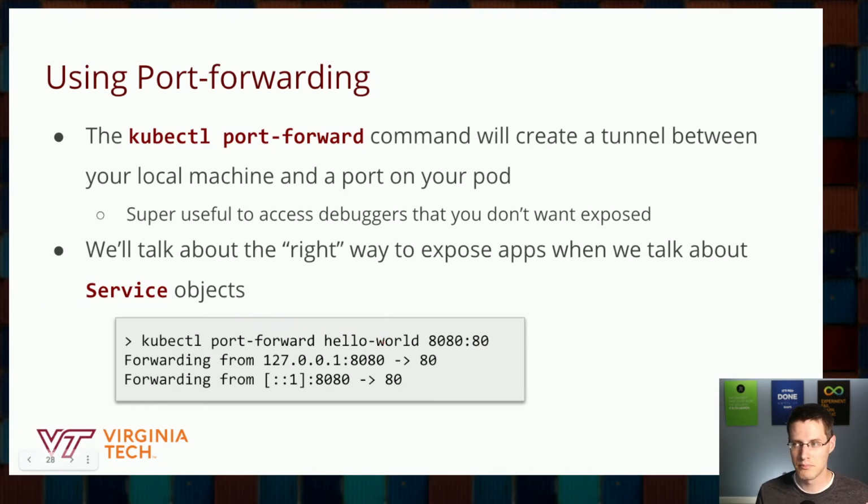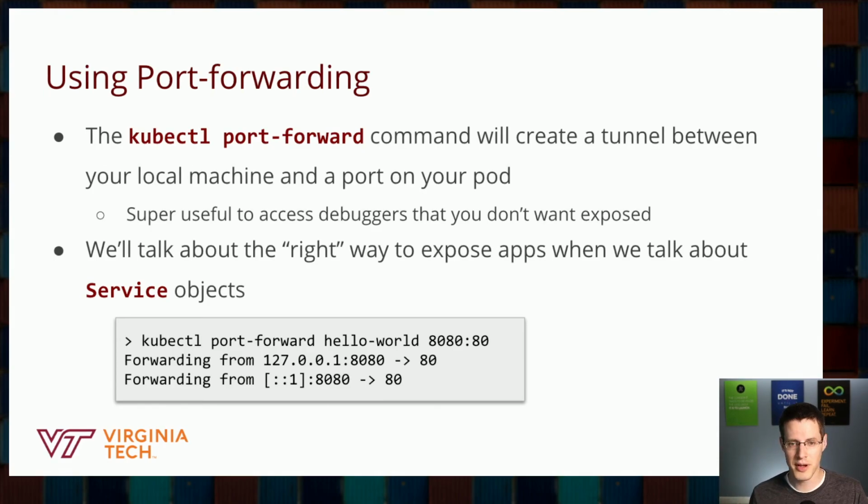And so this allows me to access websites or databases or whatever it is that's behind that port. And it's super useful for debugging applications. For example, I may be running a Java app and I have a Java debugger that's in the container, but I don't want to expose it to the world. I can use port forwarding to access it in a secured way. And as another note too, we'll talk about the right way to expose applications using services next week. But until then, because services bring a lot of networking, all that kind of stuff, we'll just start off with this.